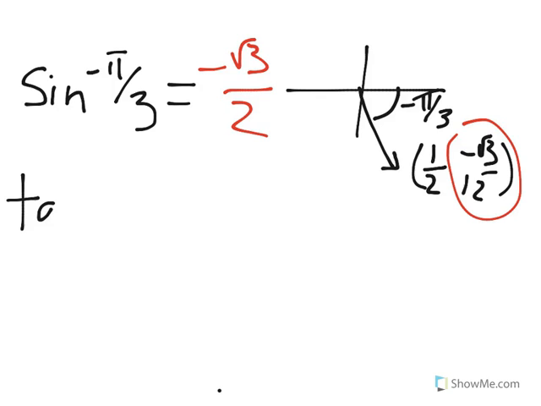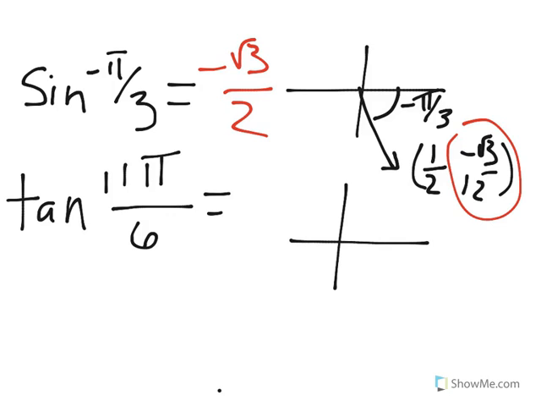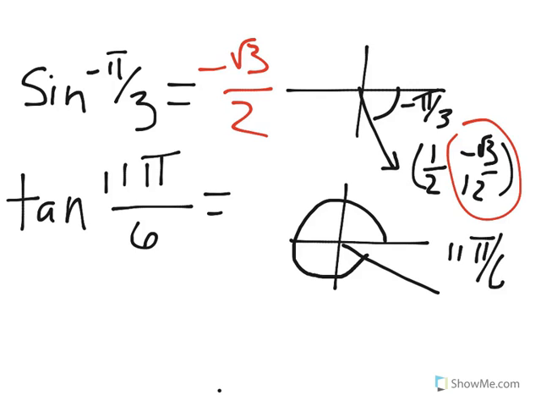Let's do the tangent of 11 pi over 6. Think about where that would be on the unit circle. 12 pi over 6 takes us all the way over to 2 pi, so we're 1 pi over 6 less than that. We're just shy of going all the way around the unit circle. So 11 pi over 6 puts us at that 30-degree angle in the fourth quadrant. The coordinates right here would be square root 3 over 2, negative 1/2.